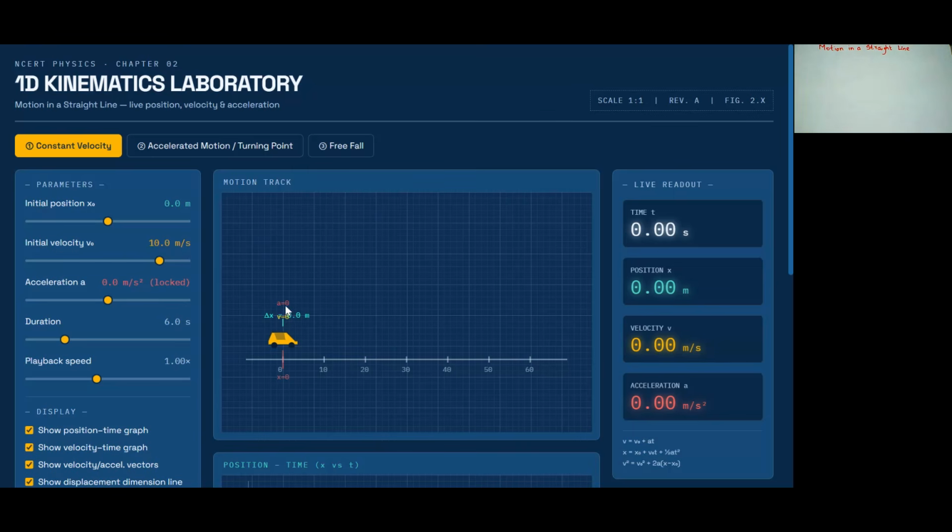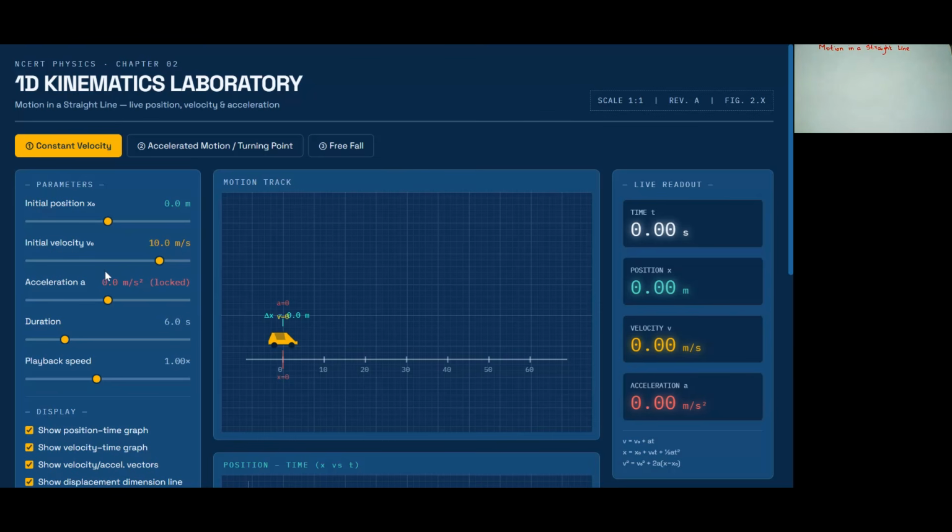Clear? Okay. So this is our one-dimensional kinematics laboratory. One dimension means motion in a straight line, motion in a single direction. That means one direction, one dimension. Clear? We can take the x-axis or y-axis or z-axis, but we have to take only one direction or one dimension. So that means one-dimensional kinematics.